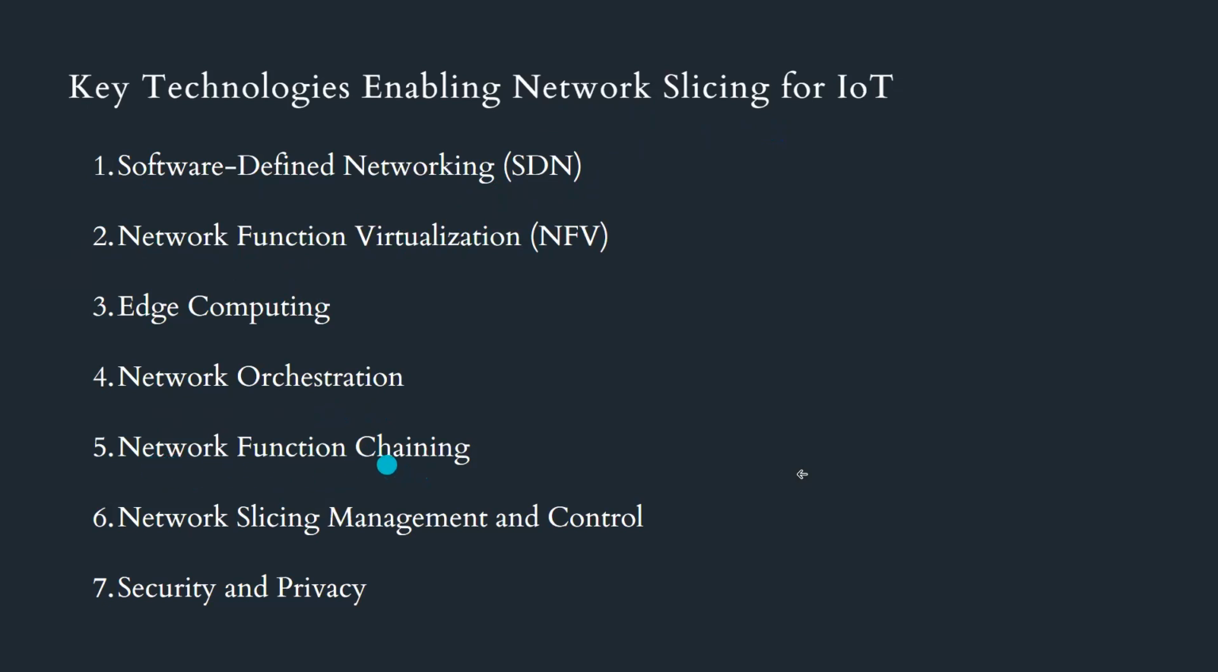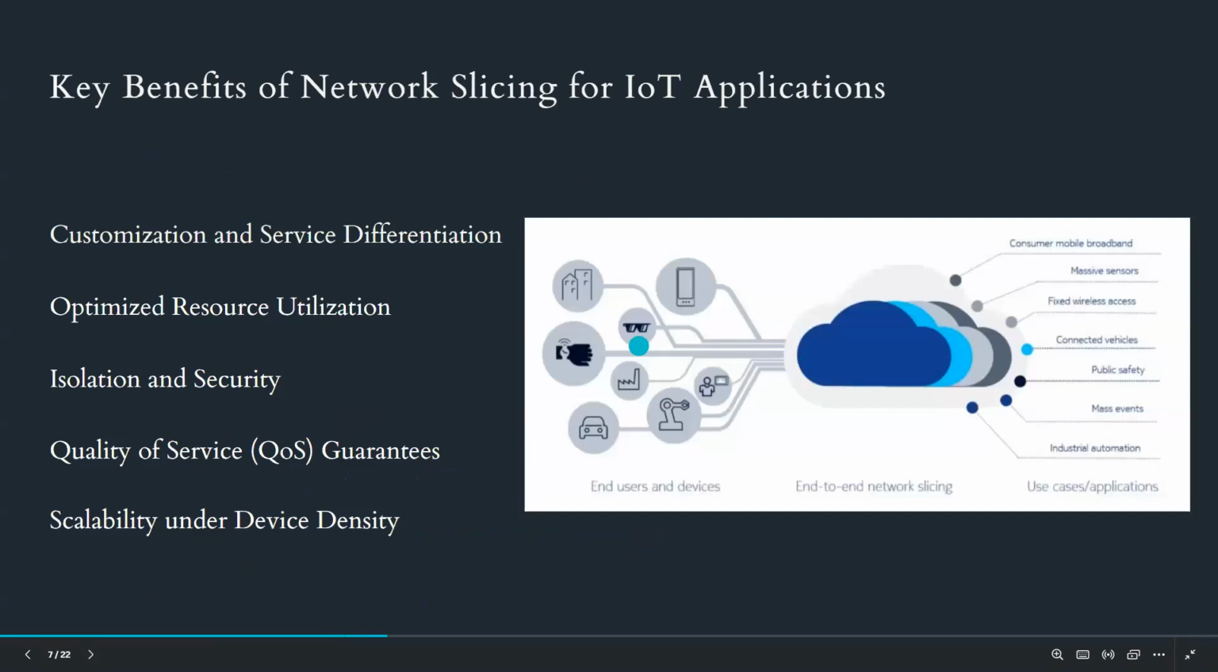So we have to combine different network functions to obtain a certain output from the network, or to get some network operation done. Then network slicing management and control has to be done, and the security and privacy of the network has to be maintained. So this is regarding network slicing and how we can benefit from it.